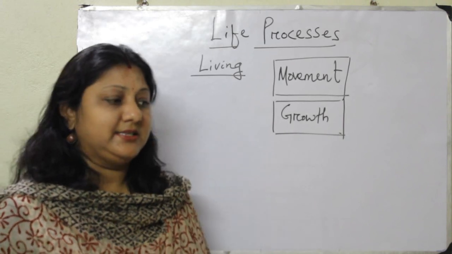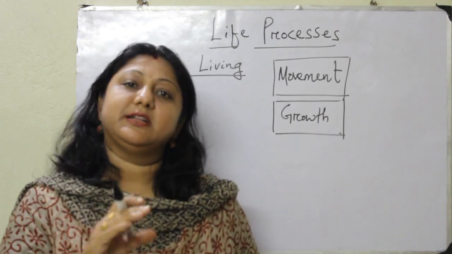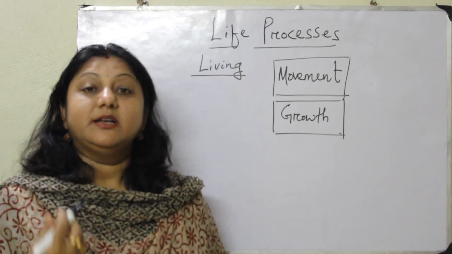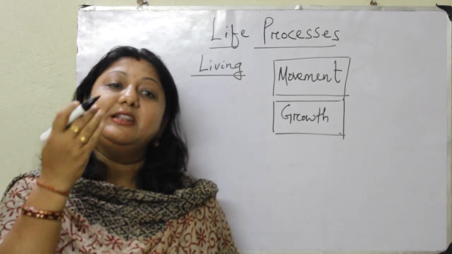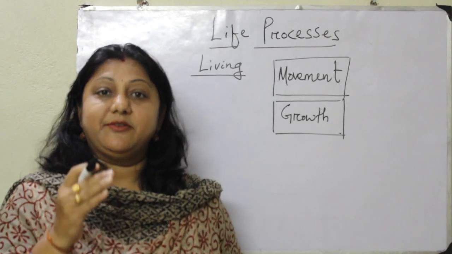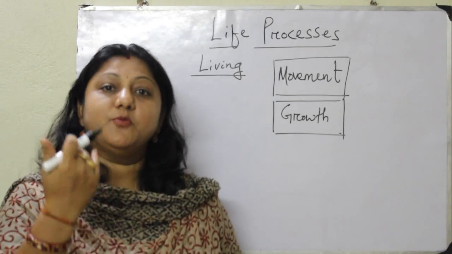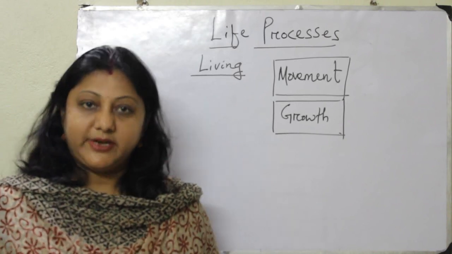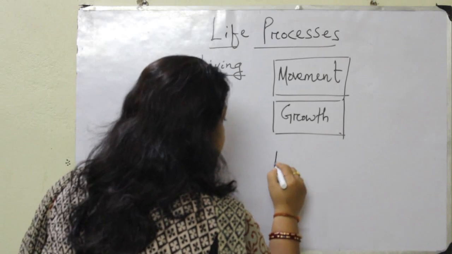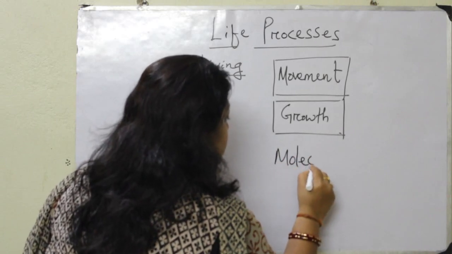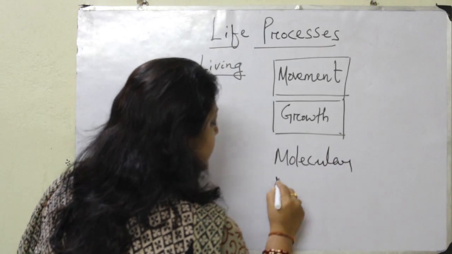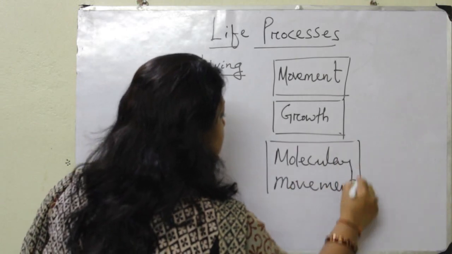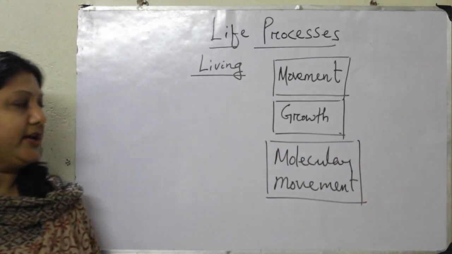Now, in such cases, how can we say that the particular individual or organism is living? In that case, we have to go a little deeper into the concept and see whether movement is taking place at the molecular level or not. So the third type of movement is the molecular movement.